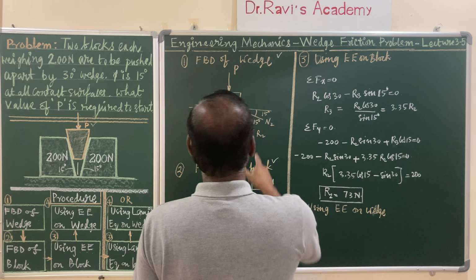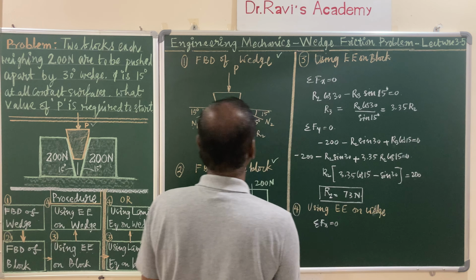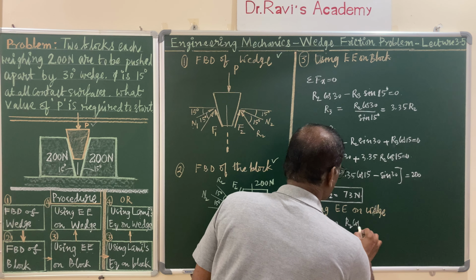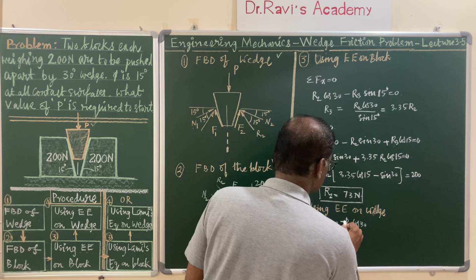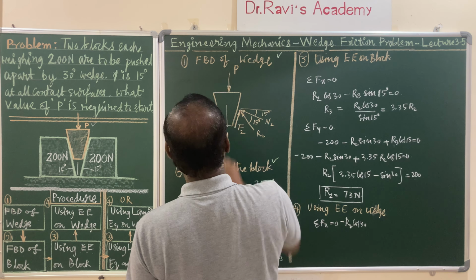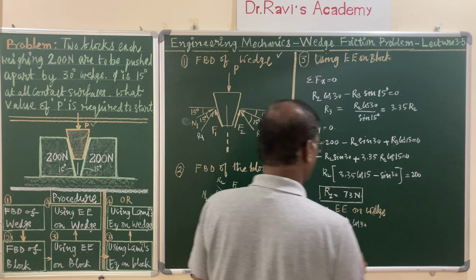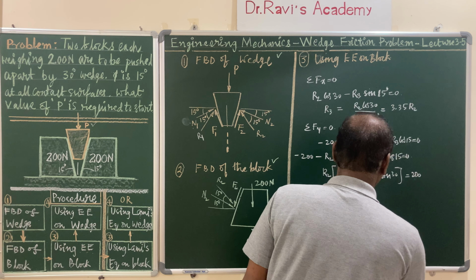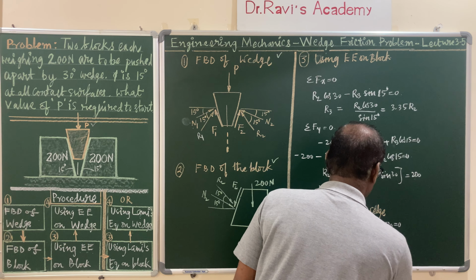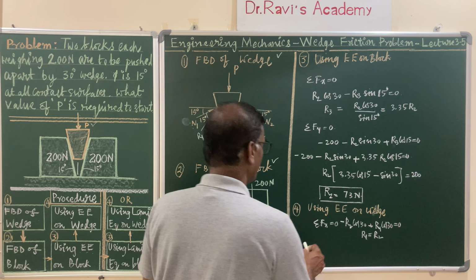So here simply from sigma Fx you can write down sigma Fx is equal to 0. From this, R2's horizontal component is R2 cos 30, with a minus sign, and R1, here this is R1, and its component is plus R1 cos 30 is equal to 0. From this you can see that R1 is equal to R2, both are equal, and if you write sigma Fy, you are going to get the answer.